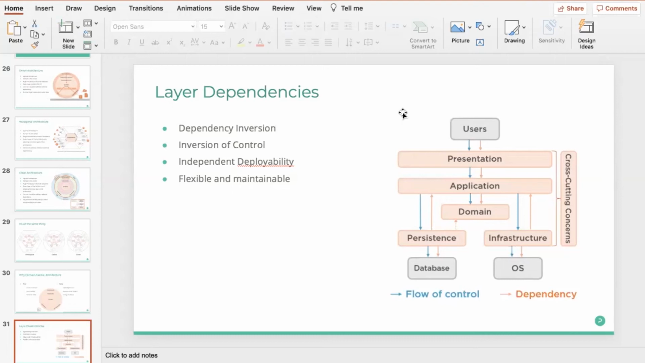But if you look at the orange lines, it's not the same. The persistence has a dependency on the application, and the infrastructure has a dependency on the application layer. So we are trying to invert the dependency over here, right? The principle is that the abstraction should never depend on the detail. Rather, the detail should always depend on the abstraction. And many of us actually practice this.